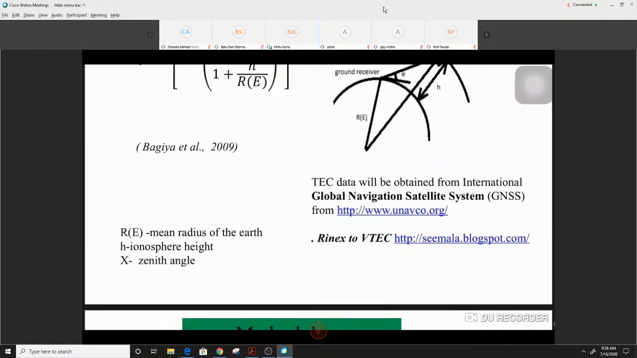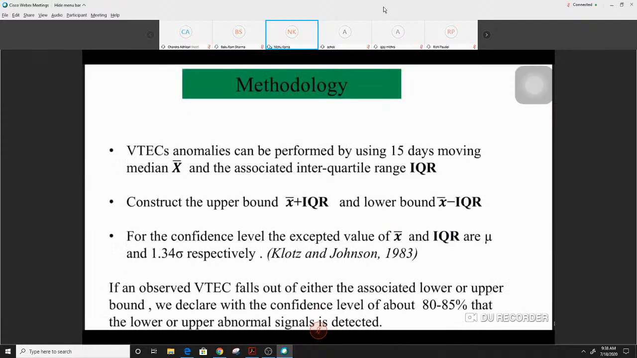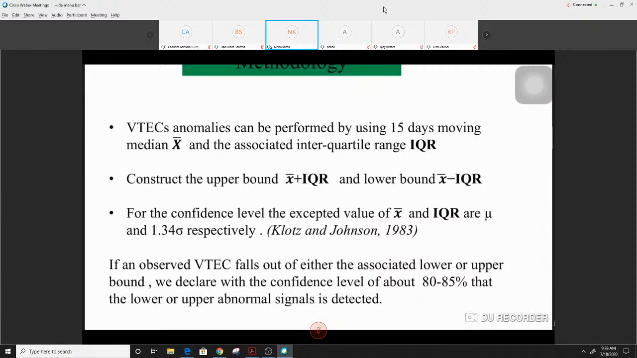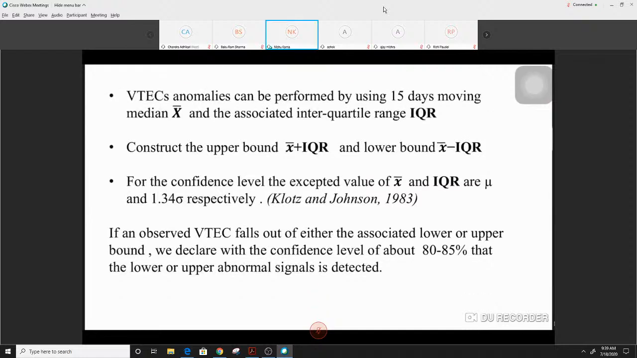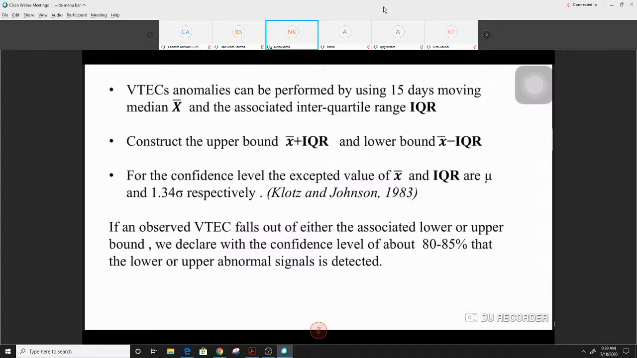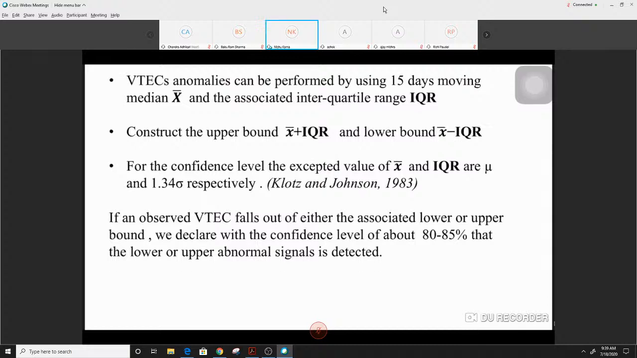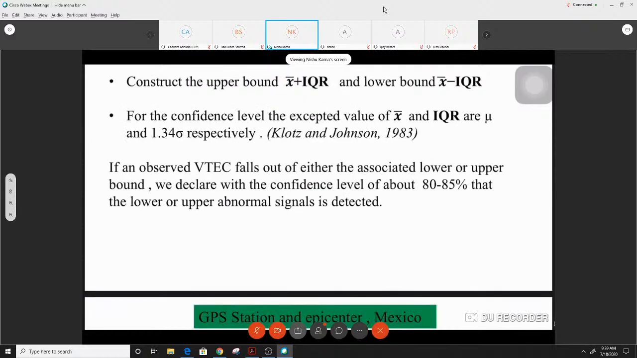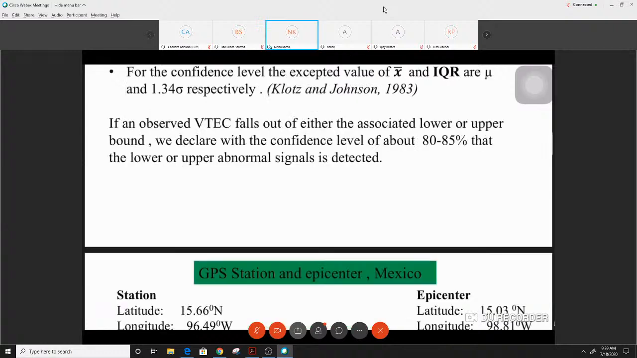To find the abnormal behaviors of the vertical total electron content, the VTEC anomalies can be performed by using a 15 day moving median, XBAR, and the associated interquartile range, IQR. Construct the upper bound, XBAR plus IQR, and the lower bound, XBAR minus IQR. For the confidence level, the expected values of XBAR and IQR are mu and 1.34 sigma respectively, where mu is the mean and sigma is the standard deviation. If an observed VTEC falls outside either the associated lower or upper bound, we declare, with a confidence level of about 80 to 85%, that a lower or upper abnormal signal is detected.